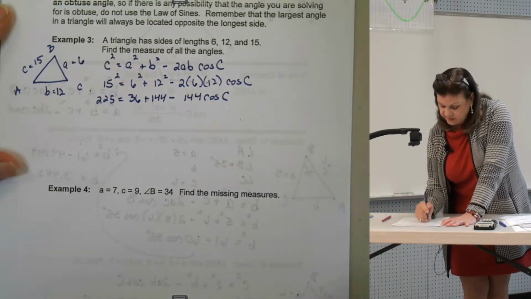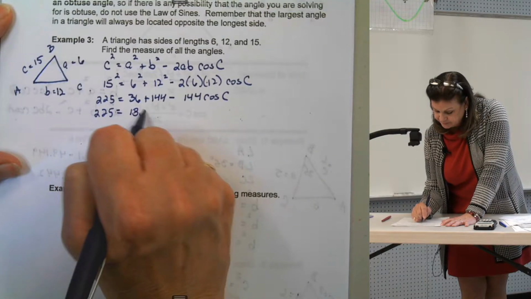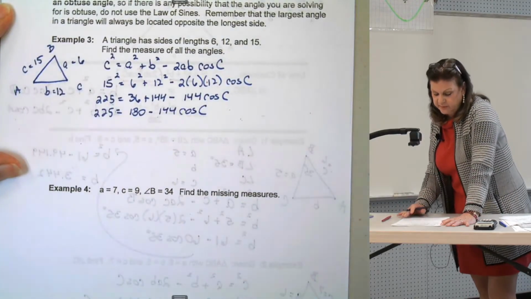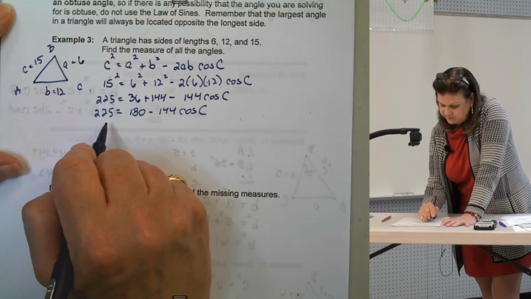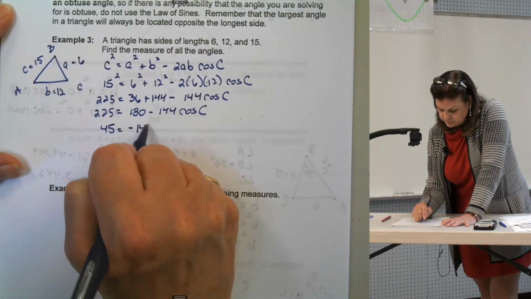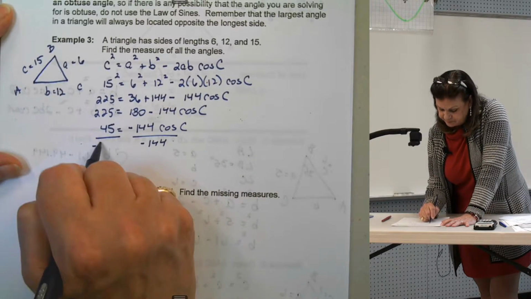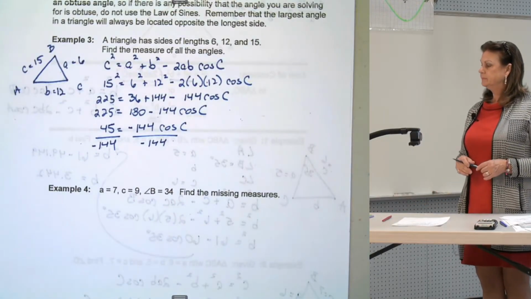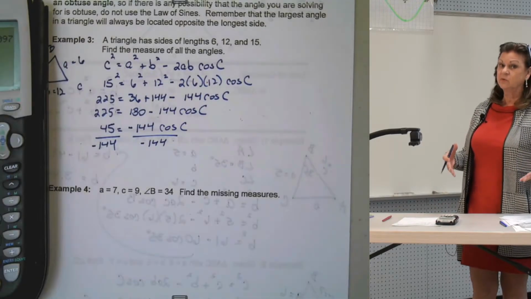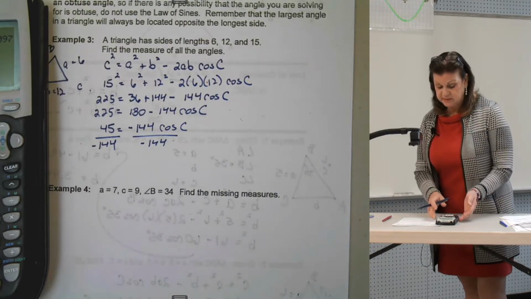All right, so I've got 70, 180. Okay, let's see if we agree. We're going to move the 180, negative 45, and then divide by negative 144. Okay. So again, first of all, can I have a negative cosine? Of course you can. Your cosine values can be anywhere from negative 1 to 1. So that's not a concern.